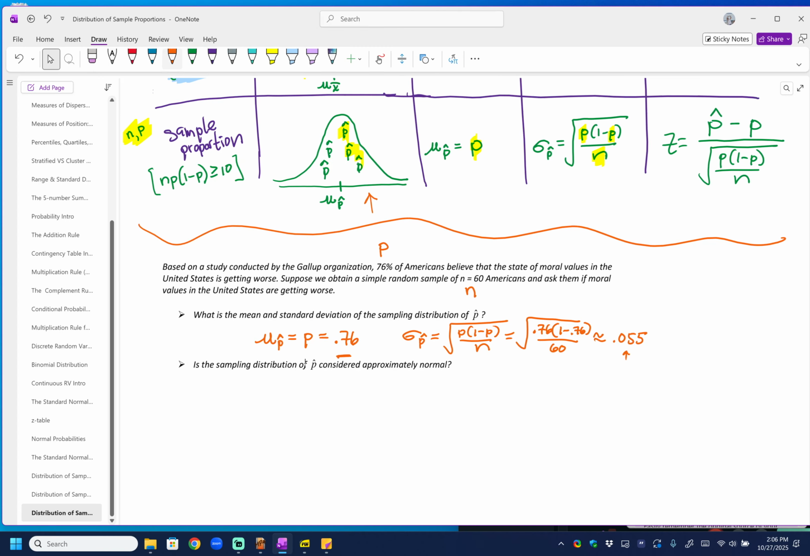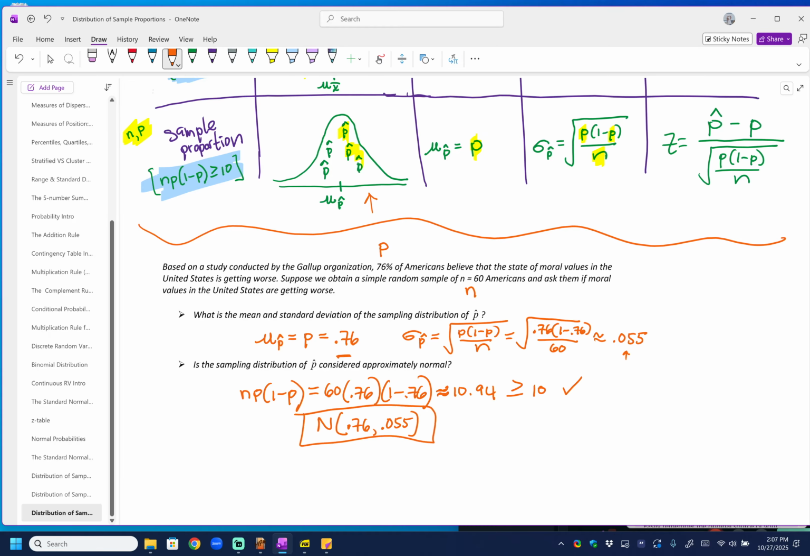Next question, is the sampling distribution of p hat considered approximately normal? Well, this is where we need to head over here to this requirement, and we're going to say, well, is n times p times 1 minus p greater than or equal to 10? Well, let's find this value. So n is 60. We have our proportion as 0.76, and we have 1 minus 0.76, which would be basically success failure, similar to binomial. We find this value. It's going to be approximately 10.94, which is greater than or equal to 10. So therefore, we can say that this is going to be normal with 0.76, 0.055, and that'll be our distribution that we're dealing with.